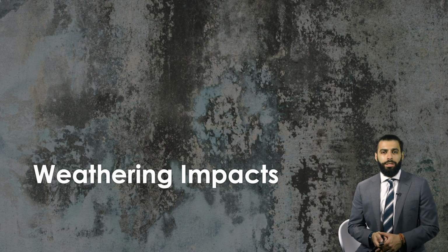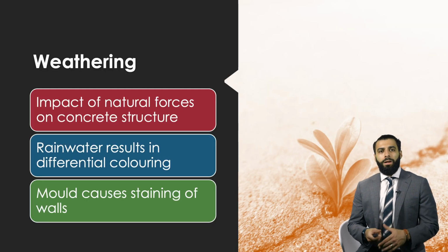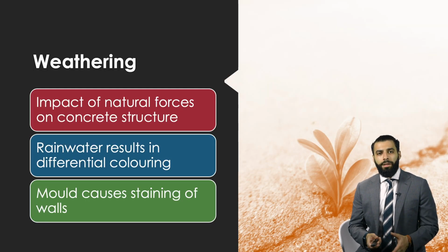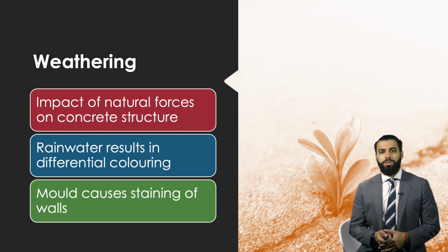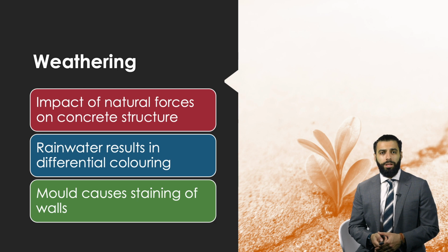So some weathering impacts that lead to physical defects, natural forces such as rain, they can cause differential coloring or maybe discoloring in your concrete members. You can also notice some mold that grows on your concrete member, and hence it creates this staining pattern on your walls, and you can notice that in a lot of concrete buildings.